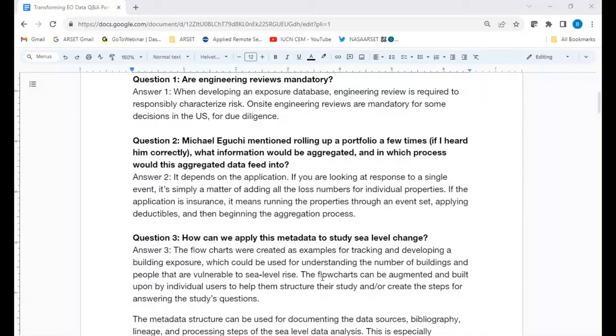Feel free to mention rolling up a portfolio. Yeah, so we say here, it depends on the application. If we're looking at a single event, we can just add up losses for these individual properties. But if the application is insurance, we run these properties through an event set, apply certain things such as deductibles, and from there we begin the application process.